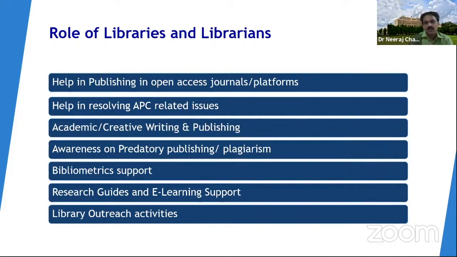One important thing is awareness of predatory publications and plagiarism. This is an area which is highly in demand now, because there are a number of predatory publications available in the market, and sometimes budding scholars are not able to judge whether a publication is the right one or not. Bibliometric support, definitely we should provide that, and also library outreach activities. From time to time we should organize library outreach activities.